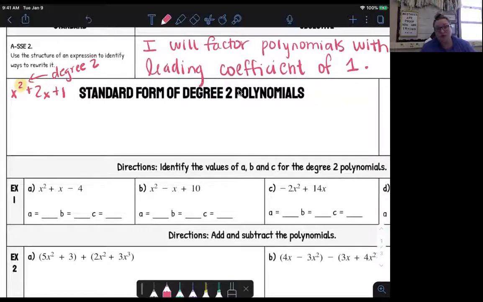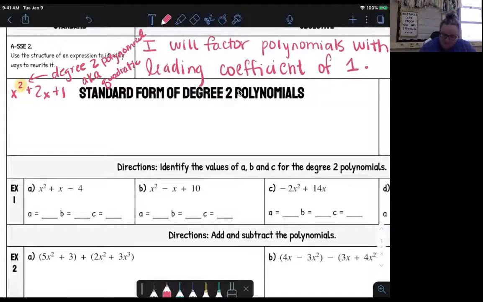You may have heard of the term quadratic in the past. A degree 2 polynomial is the same thing as a quadratic. But in Algebra 2 and upper level math, we're going to call quadratics degree 2 polynomials. And you'll find out more about why we do that next semester and beyond.